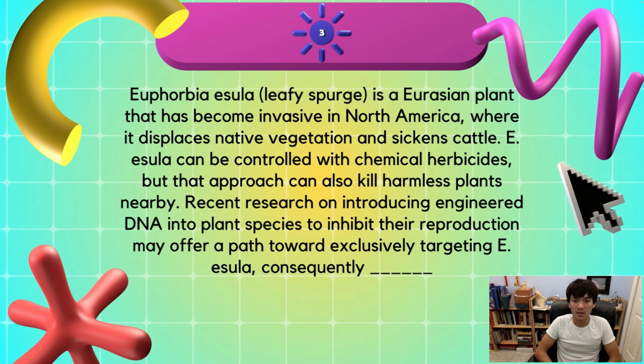Euphorbia esula, leafy spurge, is a Eurasian plant that has become invasive in North America, where it displaces native vegetation and sickens cattle. E. esula can be controlled with chemical herbicides, but that approach can also kill harmless plants nearby. Recent research on introducing engineered DNA into plant species to inhibit their reproduction may offer a path toward exclusively targeting E. esula, consequently, blank.